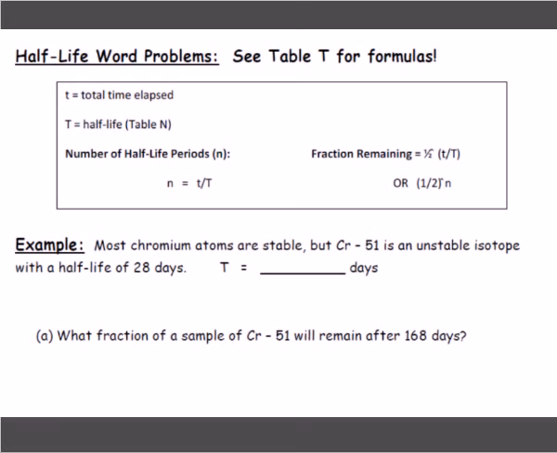So here's our example. Most chromium atoms are stable, but chromium-51 is an unstable isotope with a half-life of 28 days. Okay?